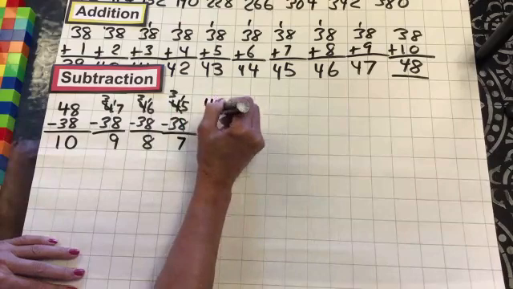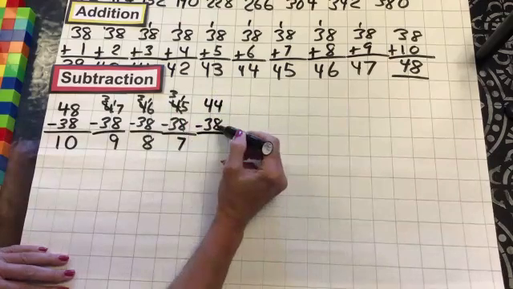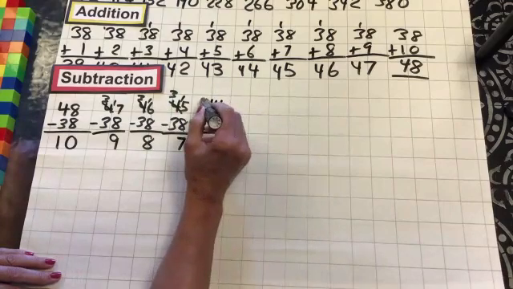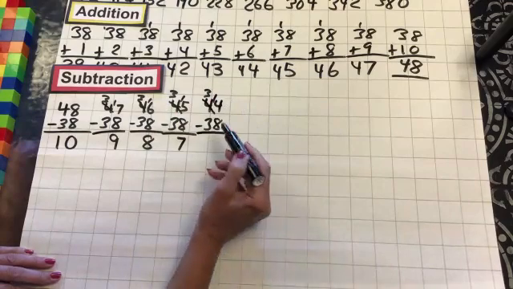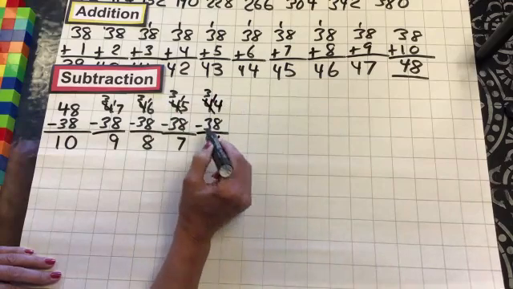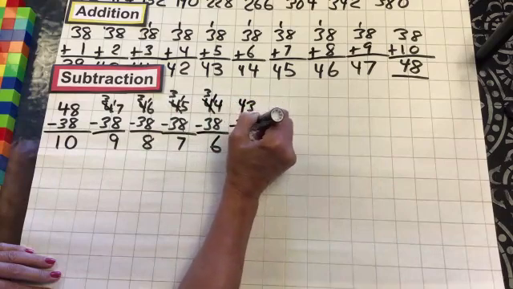Let's do 44 minus 38. We can't take 8 from 4, so we borrow from the 4, leaving 3, making that 14. 14 minus 8 is 6. 3 minus 3, nothing. 43 minus 38.